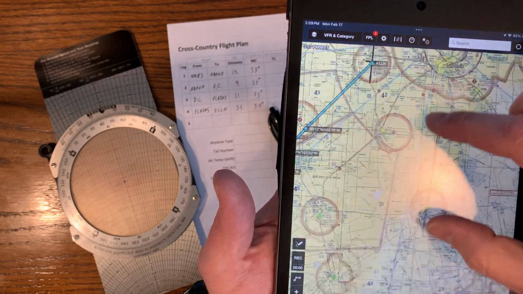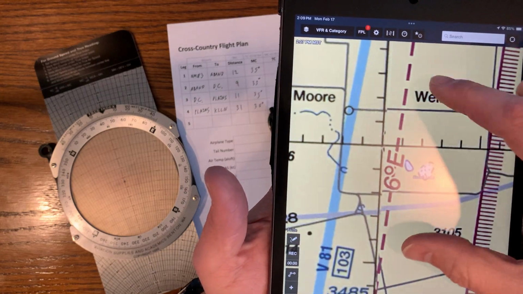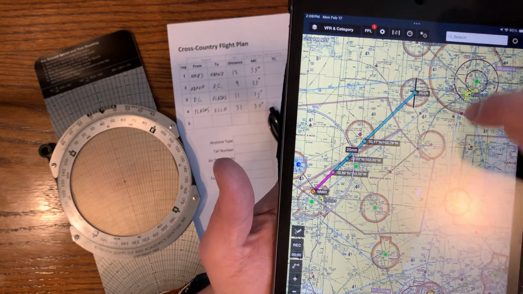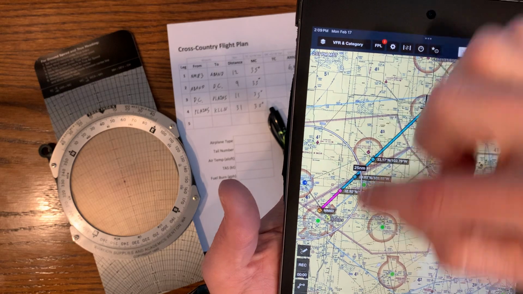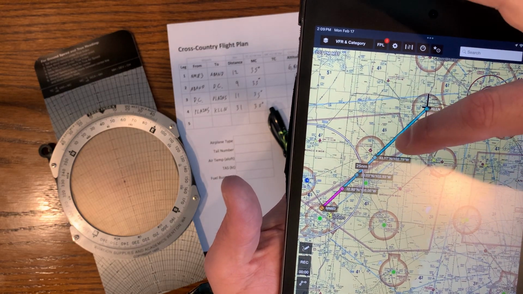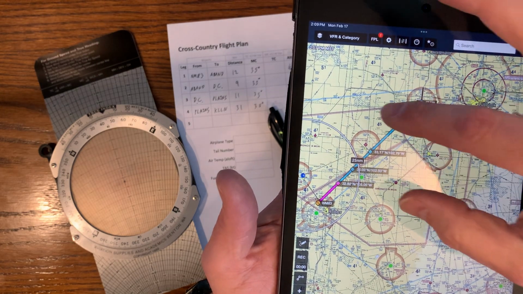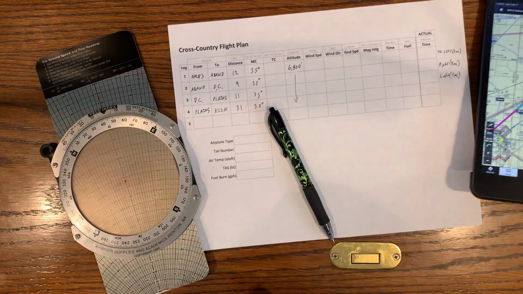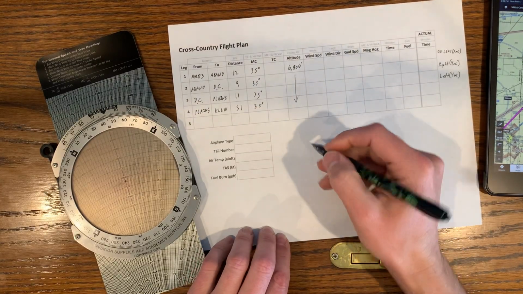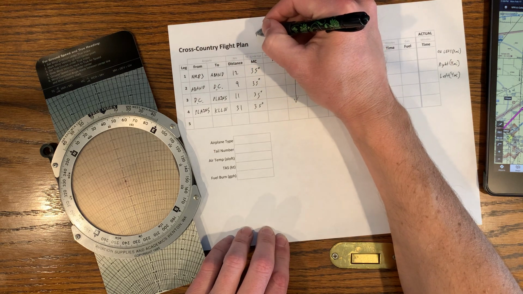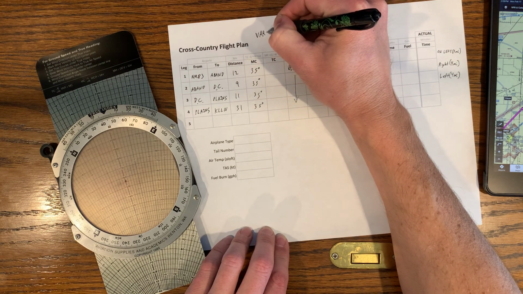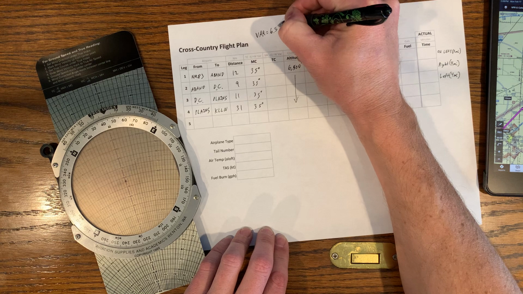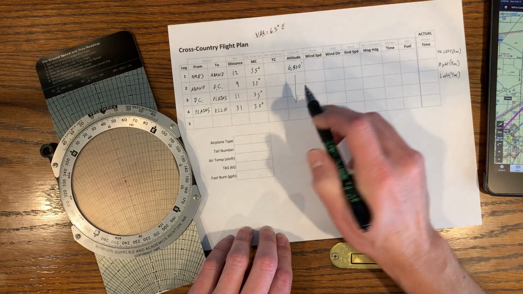And over to the right, the next one is 6 degrees. So we have 6 degrees, 6.5 degrees. Okay, I'm going to say for this course, close enough, we're going to call the variation 6.5 degrees east. All right, so I'm just going to make a note of that here. Variation is 6.5 degrees east.